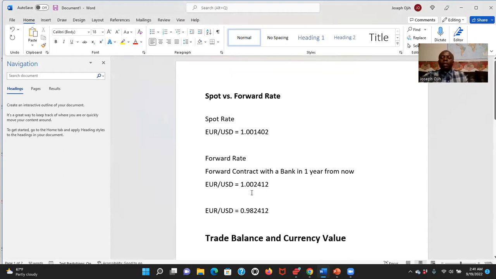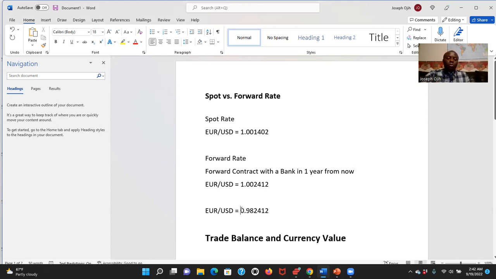So they might say, okay, even though the currency might change and the euro might appreciate, they can enter into a forward contract with a bank, let's say Bank of America, that in 1 year from now, they will give them an exchange rate of 1.00214 for euro versus dollar, so that even if the euro appreciates, the euro will buy more dollars.